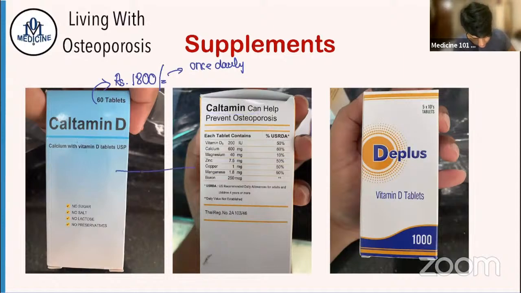Here is what this medication contains. There's 200 units of vitamin D, 600 milligrams of calcium, and then there are vitamin D tablets. These are supplements.